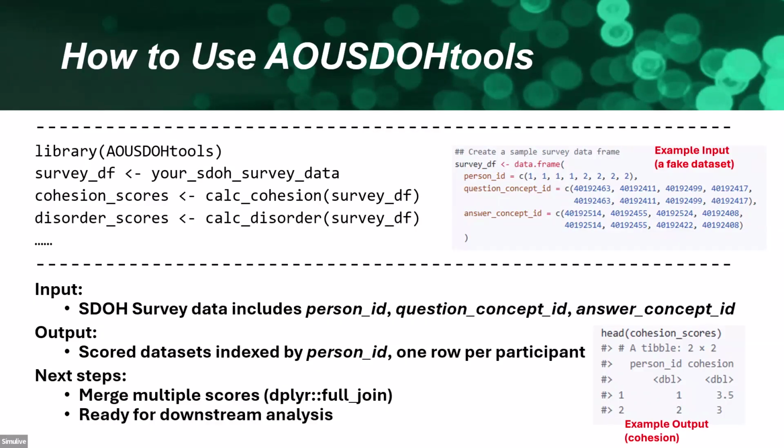We provide code to combine all scores using either dplyr's full join function, or other choices, and you get one comprehensive dataset for your analysis. Here's a peek inside one of the scoring functions, calculate cohesion. It pulls the neighborhood-related questions, maps the answers from strongly agree to strongly disagree, averages the responses, and returns a clean cohesion score for each person. So you don't need to write any of this, just call the function and everything else is handled for you.